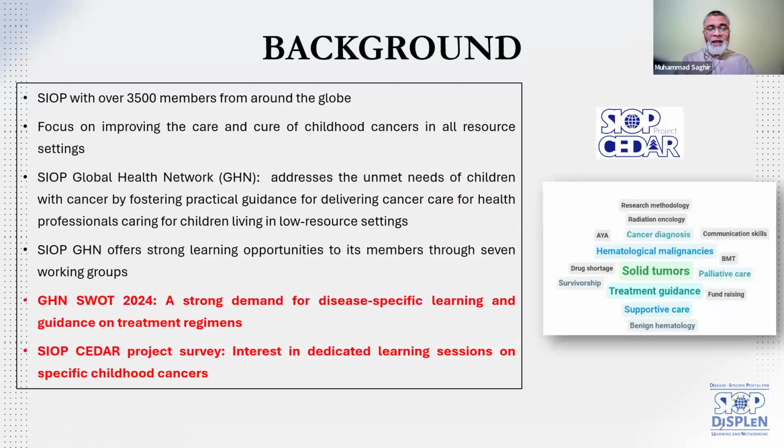The background is that SIOP has more than 3,500 members from all around the globe. And SIOP focuses on improving care and cure of childhood cancers in all resource settings. And SIOP Global Health Network, GHN, addresses the unmet needs of children with cancer by fostering practical guidance for delivering cancer care for health professionals caring for children living in low resource settings. SIOP GHN offers strong learning opportunities to its members through 7 working groups.